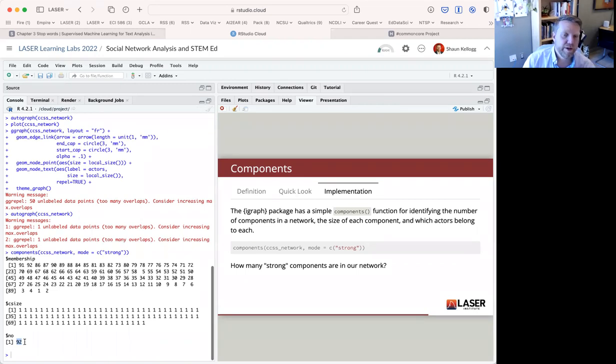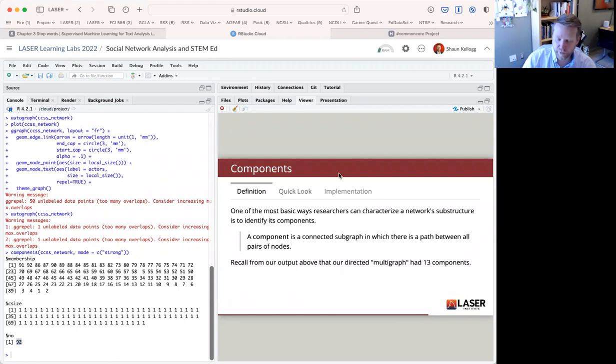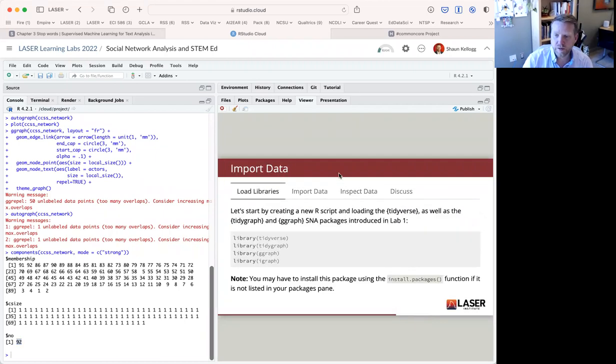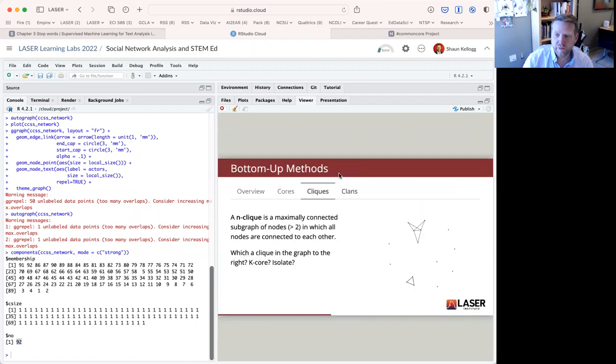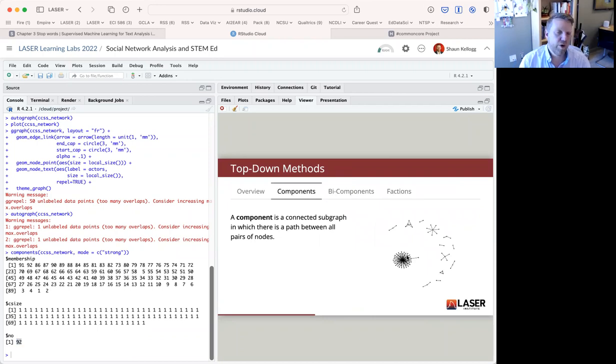So if we only look at the reciprocated ties, then we see that these people who seem to be really well connected break apart. The connections between these components, these groups, are not very strong. They're probably mostly just one-way connections.